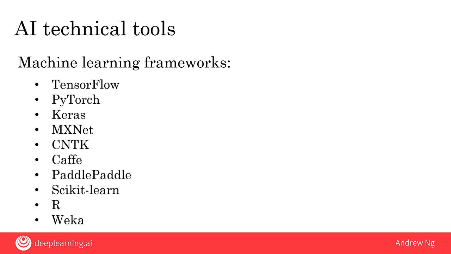So if you hear of any of these, TensorFlow, PyTorch, Keras, MXNet, CNTK, Caffe, PaddlePaddle, Scikit-learn, R, or Weka, all of these are open source machine learning frameworks that help AI teams be much more efficient in terms of writing software. A lot of AI technology breakthroughs are also published freely on the internet on this website called arXiv, spelled like this. I hope that other academic communities also freely share their research, since I've seen firsthand how much this accelerates progress in the whole field of AI.